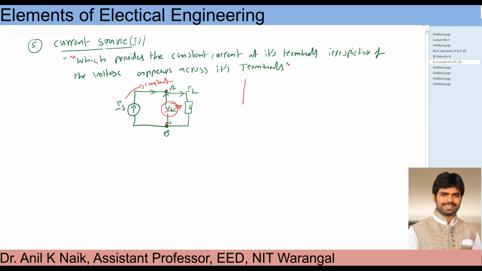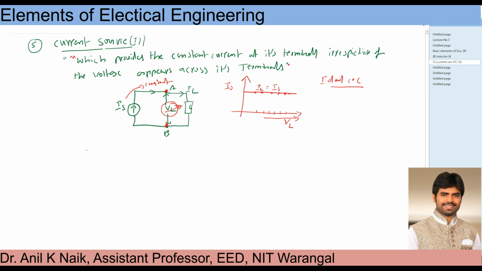Now if you draw the characteristics for this ideal current source, this is VL and IS, and this is the straight line coming like this. IL is equal to IS, you can see. Whether my voltage varies or not, the current provided to the circuit is always constant. So this is the definition of your current source, the ideal current source.